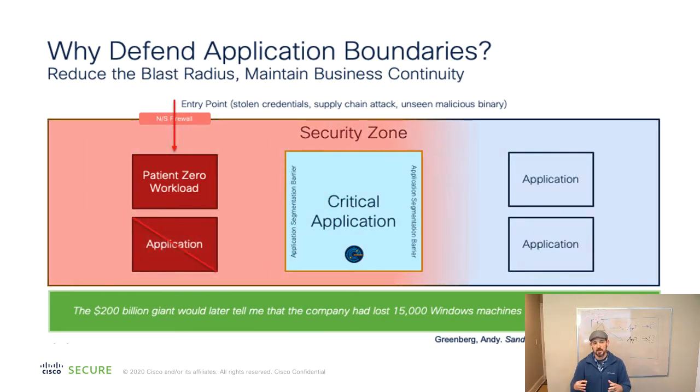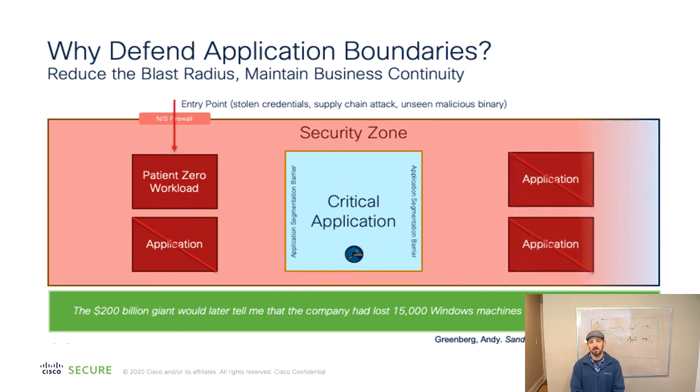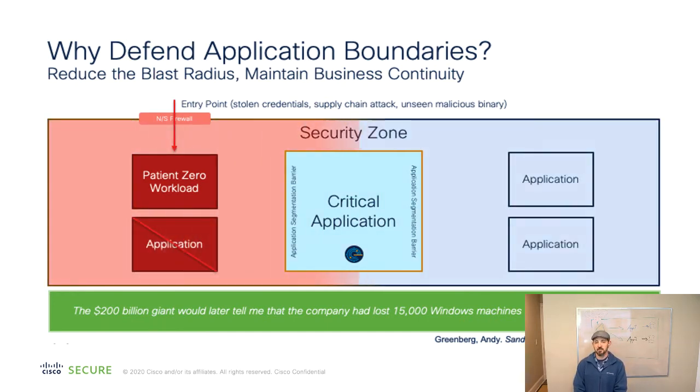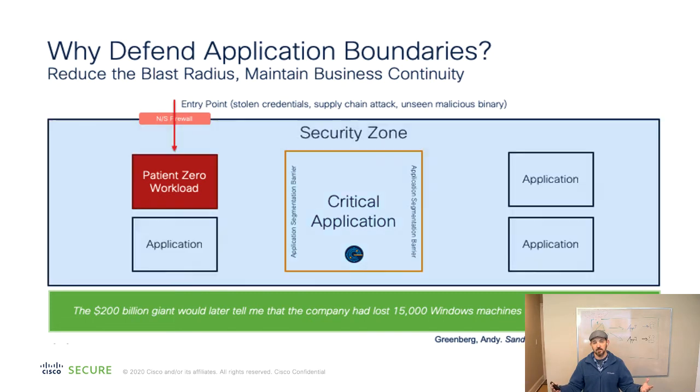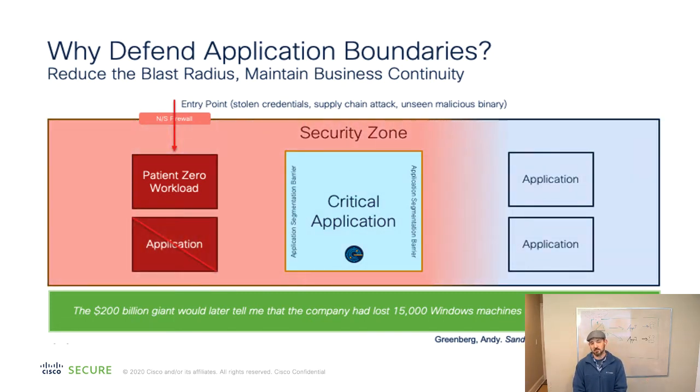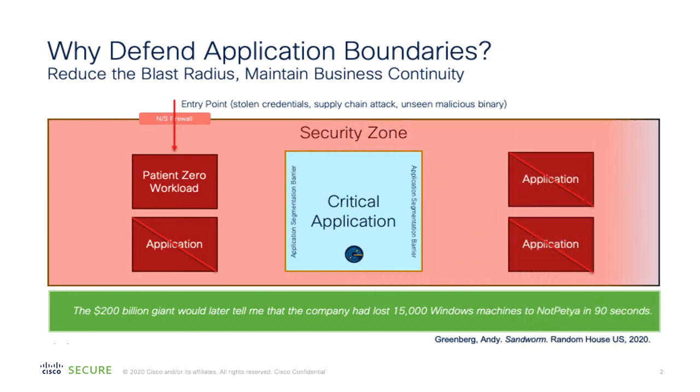We want to reduce that blast radius and maintain business continuity for those high value applications. And this is really important that it be automated and scalable, because when you start thinking about ransomware, we've seen infections that can compromise thousands and thousands of machines within a very short amount of time, within a few seconds. So that's the introduction.